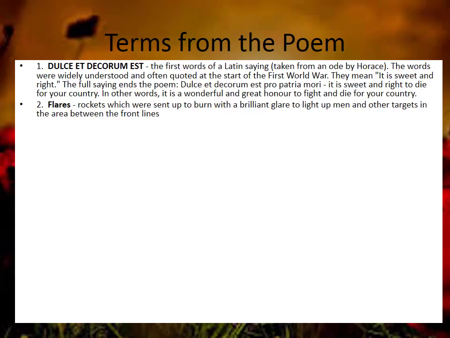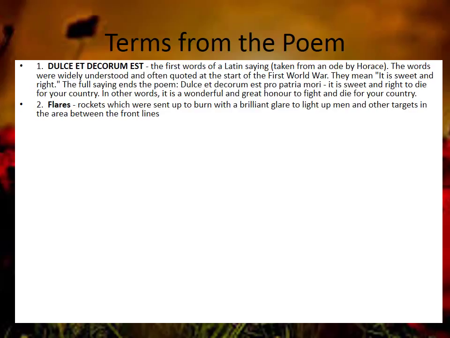Okay, so I want to talk to you about some of the lines that you may have encountered when you're reading the poem that you may not have understood right away, or you want to have clearer explication on. So the title, Dulce Et Decorum Est, is very important. It's taken from an ode by Horace from ancient Rome. And the words were widely understood and often quoted at the start of the First World War.